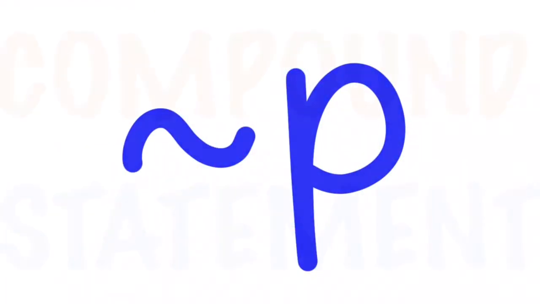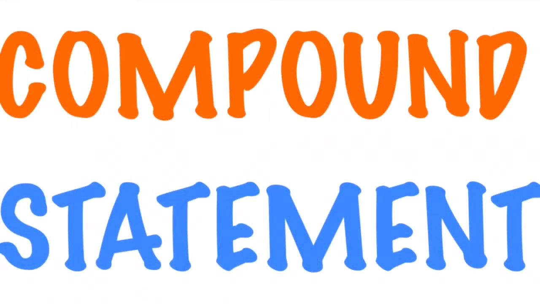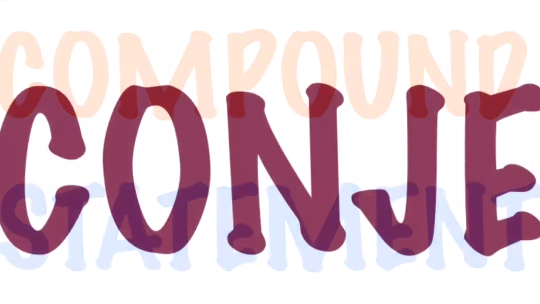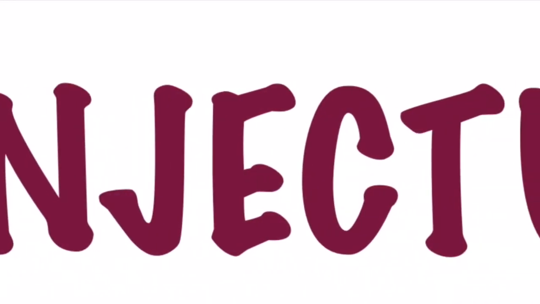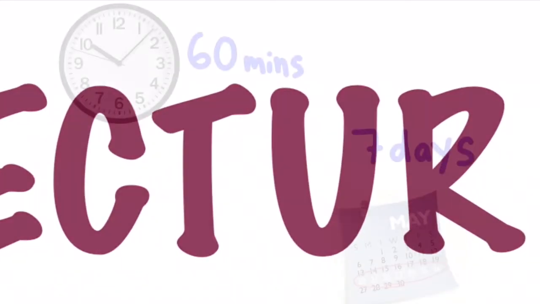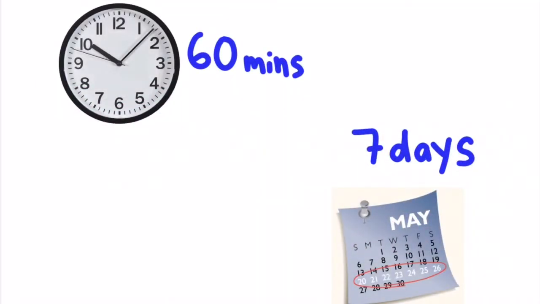When you join multiple statements with the word and or the word or, it is called a compound statement. A compound statement that specifically uses the word and is called a conjecture. A conjecture can only be true when both of the statements are true. For example, P. There are 60 minutes in an hour. The truth value is T. Q. There are 7 days in a week. The truth value is T. Because P and Q are both true, then the conjecture P and Q is true.